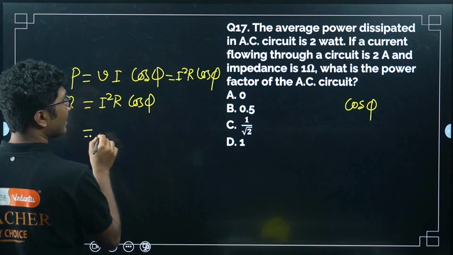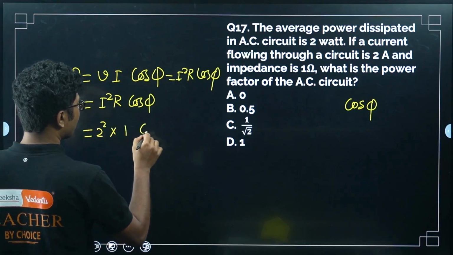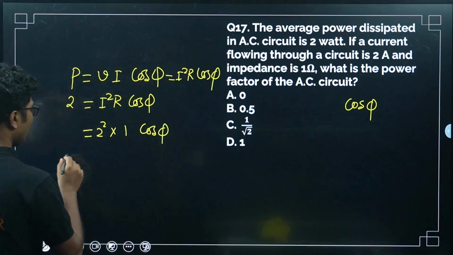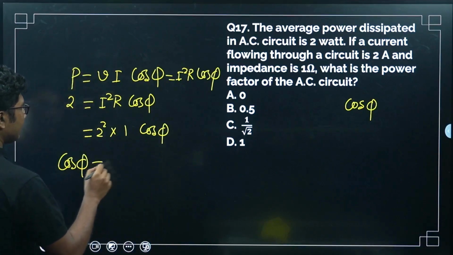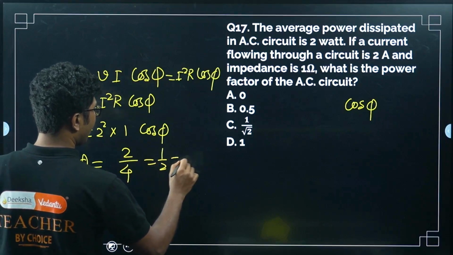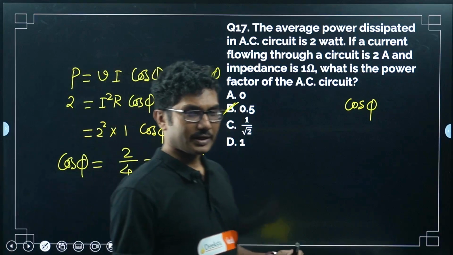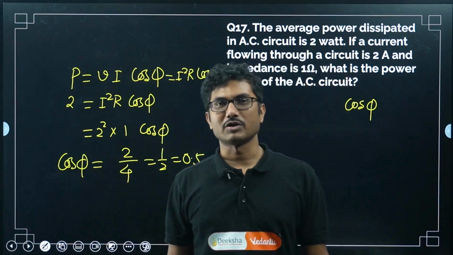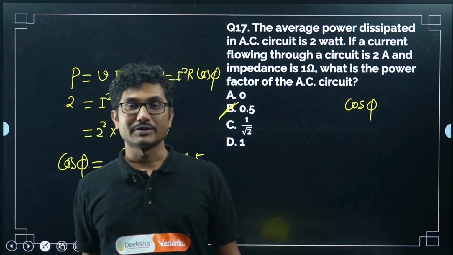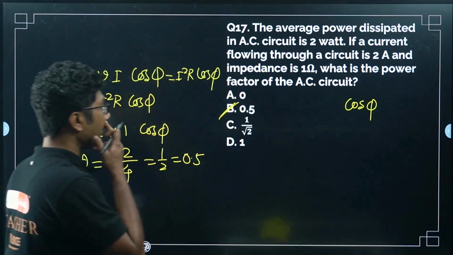Okay, I is 2 amperes and resistance is 1 ohm. So cos phi is equal to 2 divided by 4. So half means 0.5. So 0.5 is the answer. Power factor is a unitless quantity, because cos theta, cos phi, any cos function cannot have any unit. So it has to be a unitless quantity.